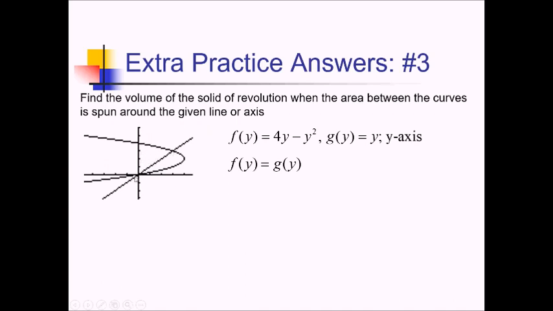Let's test each of those out before I actually try to do this on the calculator. If I plug in 0 for y, 4 times 0 minus 0 squared is 0. Plugging in 0 over here, I just get 0 back. So yeah, they do intersect at 0. And it also looks like they intersect at 3. Just to be sure, let me plug in 3 for y. So we have 4 times 3 minus 3 squared. That's 12 minus 9, which is 3. And if I plug 3 into the g function, I get 3 back. So yep, they also intersect at 3.